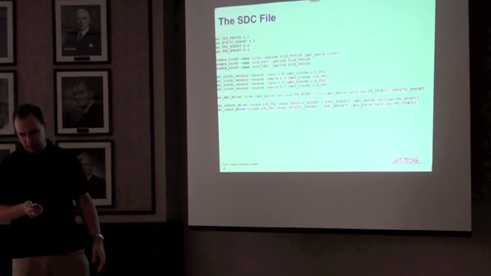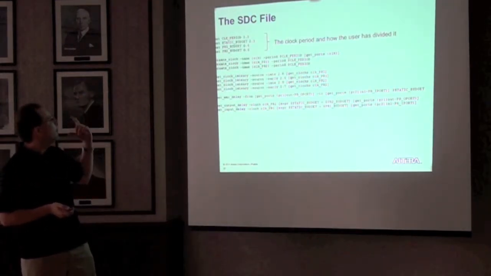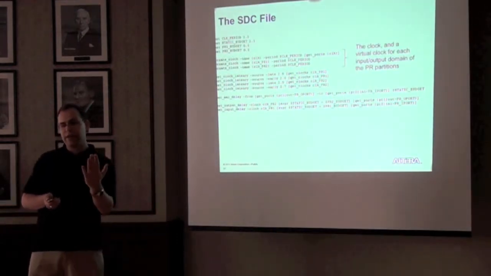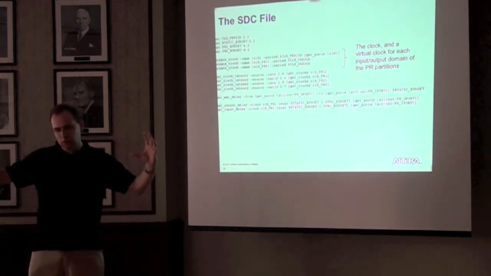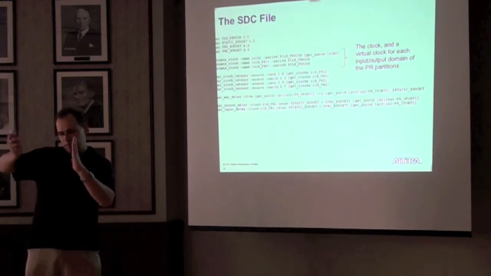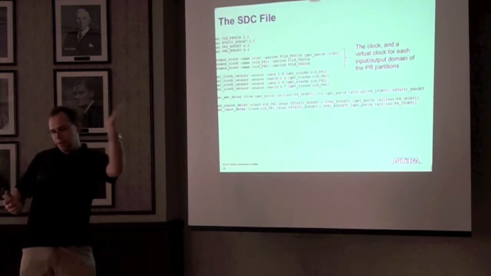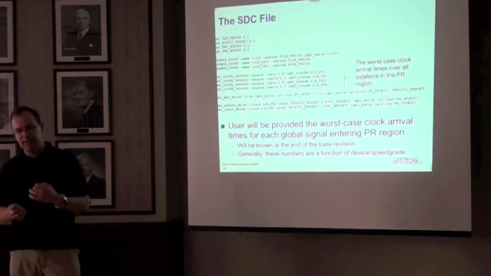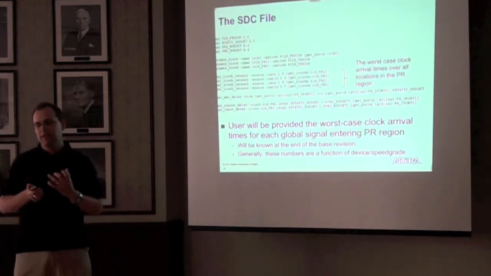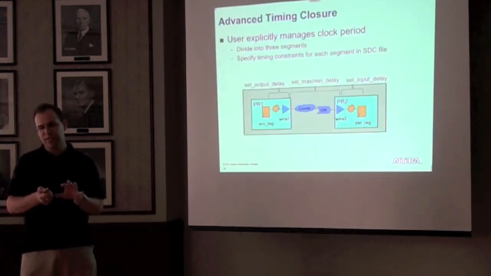This is probably not able to be seen here, but you have a bunch at the top on how the clock period is divided into 3 phases. You create 3 clocks, 1 representing the whole clock and 2 representing sort of virtual clocks from the boundary of each PR partition downstream and the boundary of each PR partition upstream. And then you assign a bunch of latencies to the clock signals that are provided by Quartus at the original compile. I'm going to skip the rest of this.